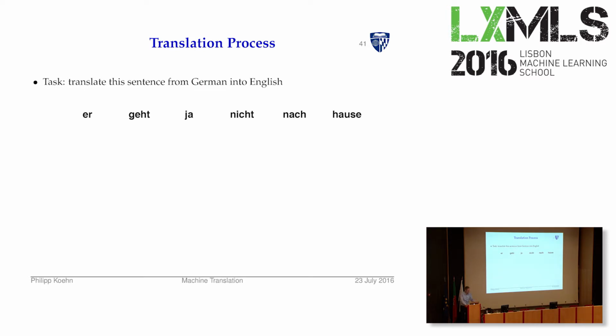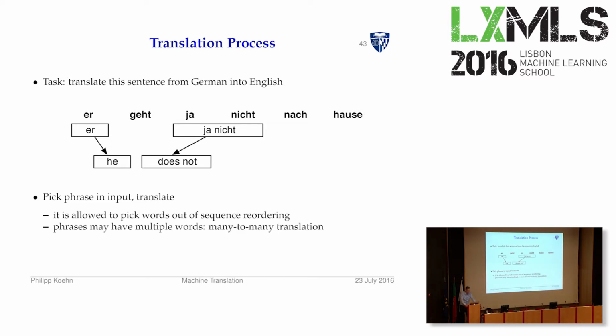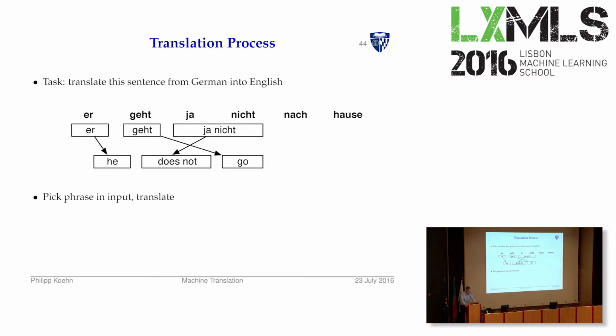Okay, so let's translate this German sentence now into English. We'll start at the beginning, let's say. Translate er into he, and then we're going to jump around a bit and translate ja nicht into does not, and then geht into go, and then nach hause into home. So that's how you want to translate. It looks very similar to the word translation example. You pick things out of the source sentence, and at the end, you have to have all the source words covered, and you produce the target sentence.